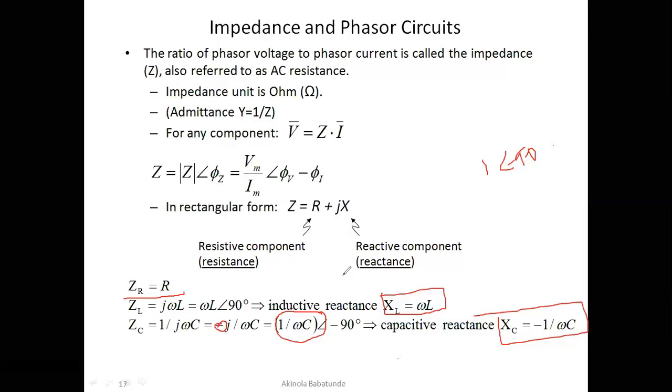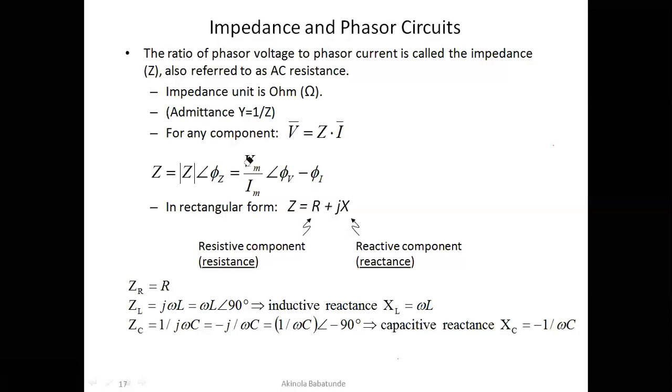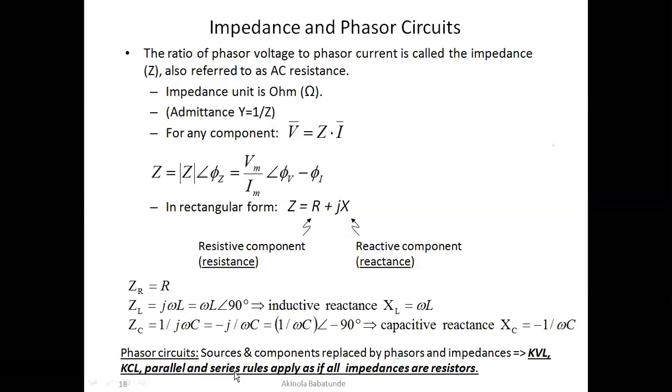Okay, so if we take it a step further, what do we have? We know what our XL is, the reactive component of the inductance. The reactive component of the capacitance is going to be XC. The resistive component is just going to be ZR, which is equal to R. So let's take it a step further. For a phasor circuit, sources and components are replaced by phasors and impedances. It simply means KVL, KCL, and parallel and series component rules will apply as if all impedances are resistors. So all the knowledge we've been accumulating and discussing for a while will be implemented and used here.